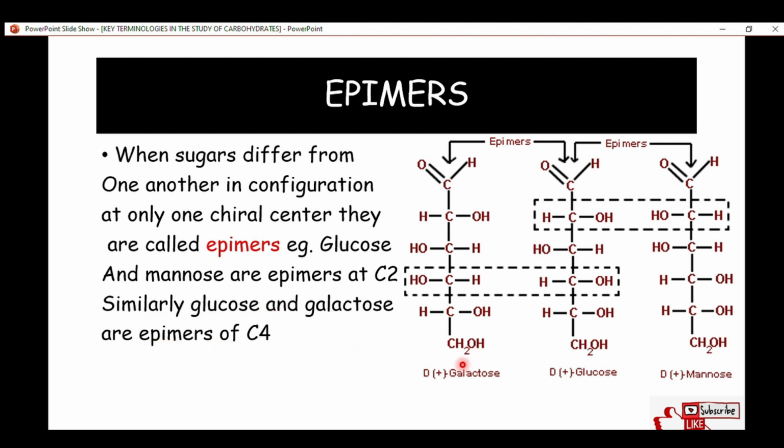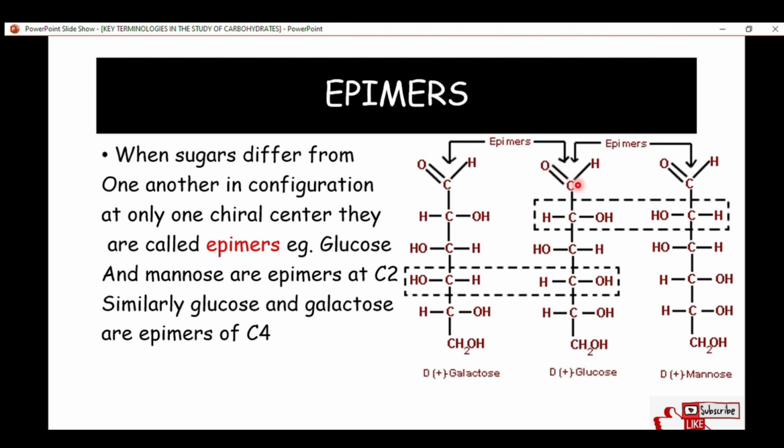So let's consider these sugar molecules. We have D-galactose here and we have D-glucose here. The basic definition of an epimer is that the two sugars should differ at one chiral center, only one chiral center. So let's check galactose. When we check at carbon 1, we have a double bond to oxygen here, and we have a hydrogen here.